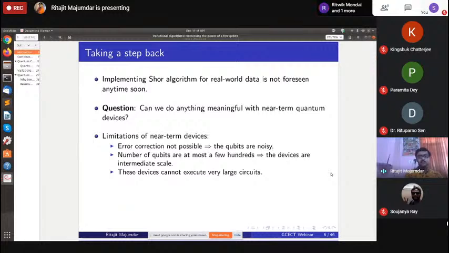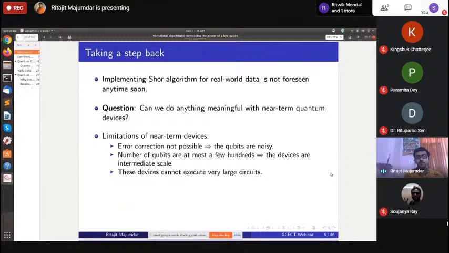So that is what we want. We want to take a step back. Shor algorithm is the crown jewel that we have. But can we do anything with these near-term quantum devices? So what do we mean by near-term quantum devices? The devices that we have now, or we are expecting in a few years. Not something that we are expecting 20 years, 30 years later, but in a few years. And what are the limitations of these near-term devices?